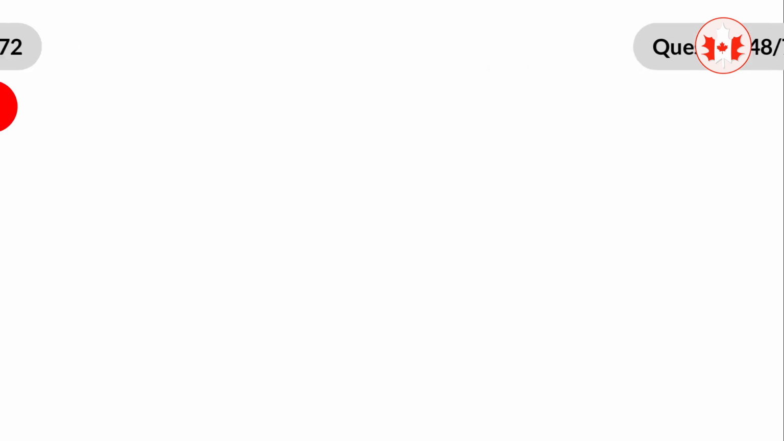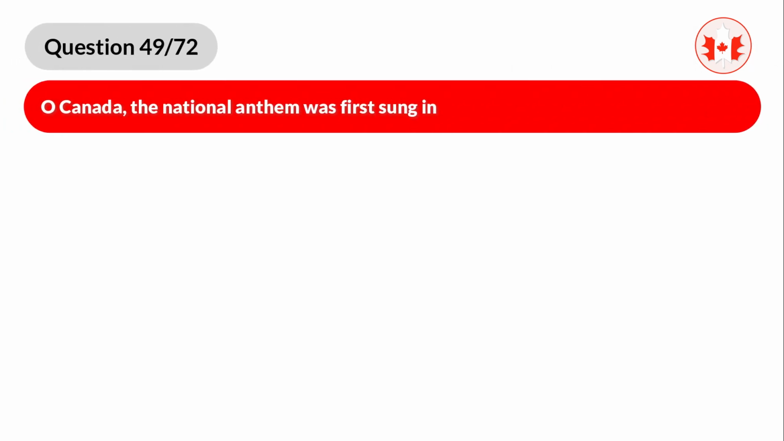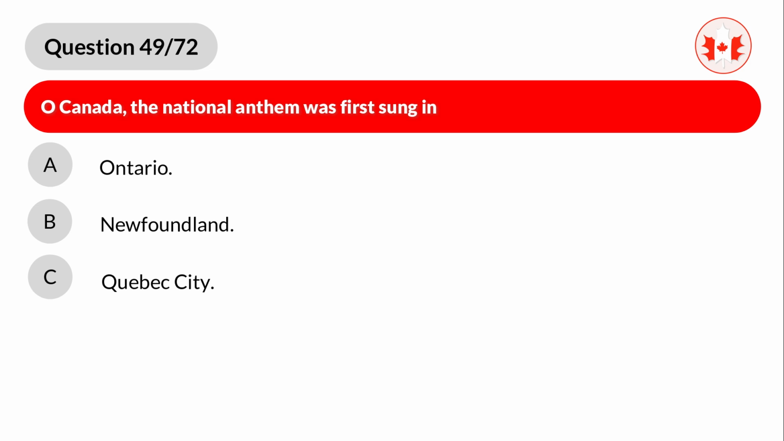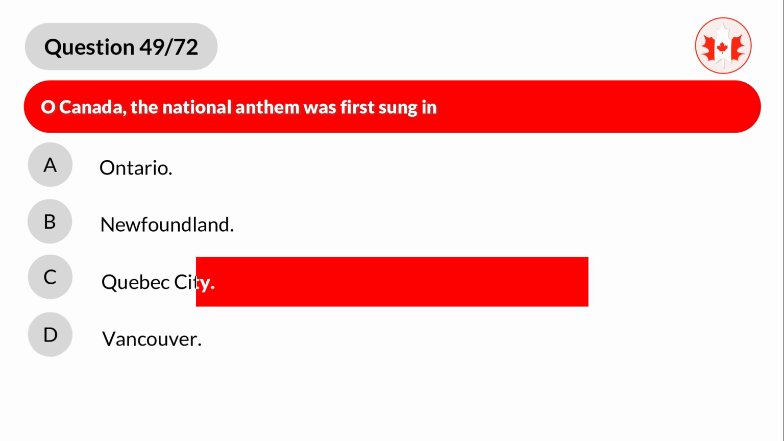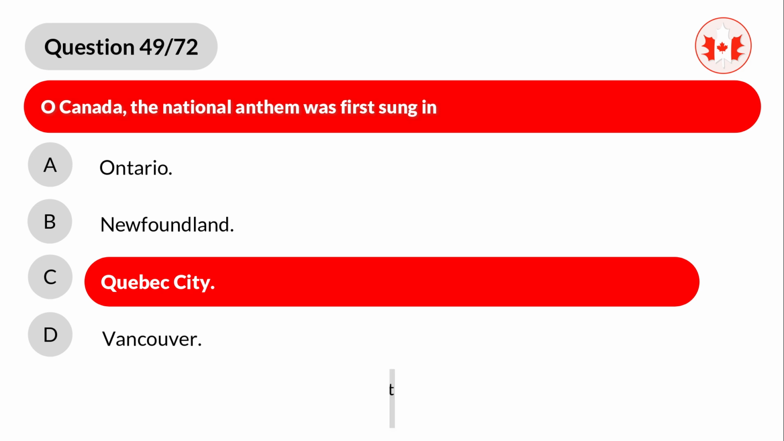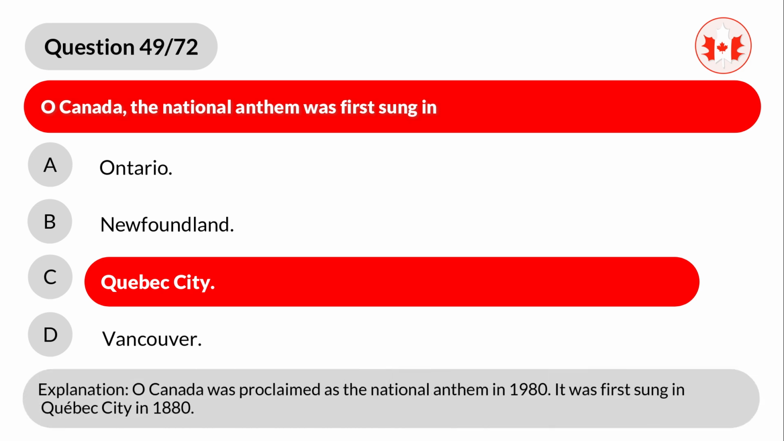Question 49. O Canada, the national anthem, was first sung in A. Ontario. B. Newfoundland. C. Quebec City. D. Vancouver. The correct answer is C. Quebec City. Explanation: O Canada was proclaimed as the national anthem in 1980. It was first sung in Quebec City in 1880.